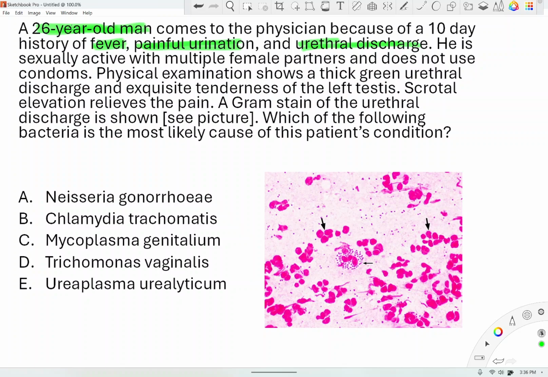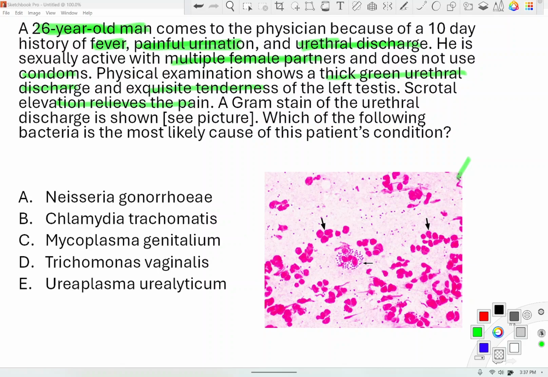He is sexually active with multiple female partners. There you go. And does not use condoms. Physical examination shows a thick green urethral discharge and an exquisite tenderness of his left testes. Scrotal elevation relieves the pain. Gram stain of the urethral discharge is shown. That's this picture, right? Which of the following bacteria is the most likely cause of this patient's condition?